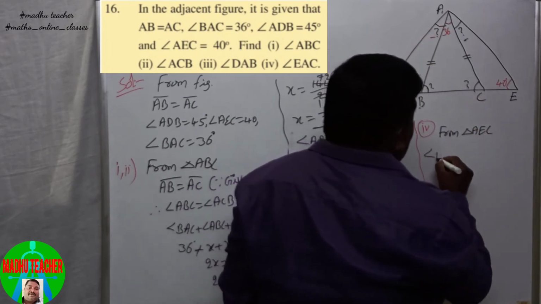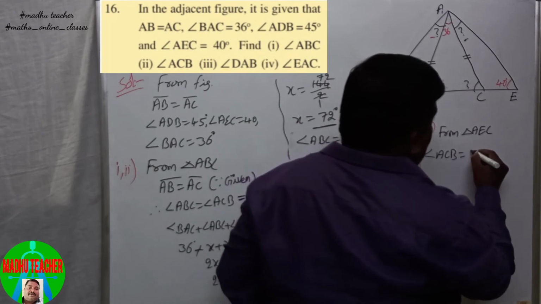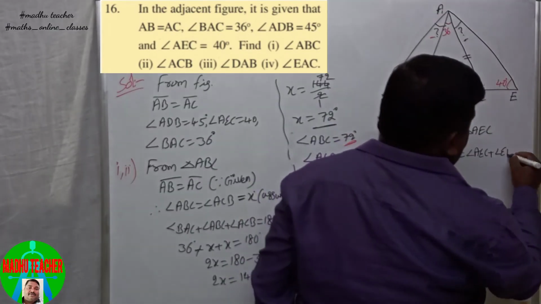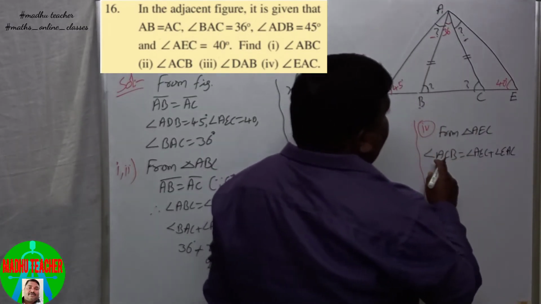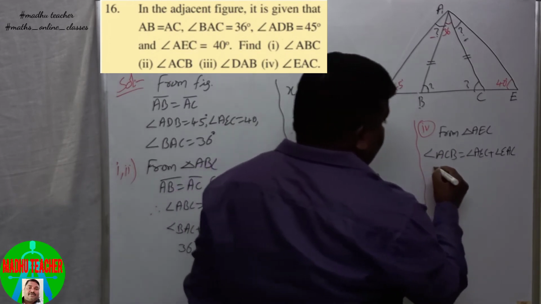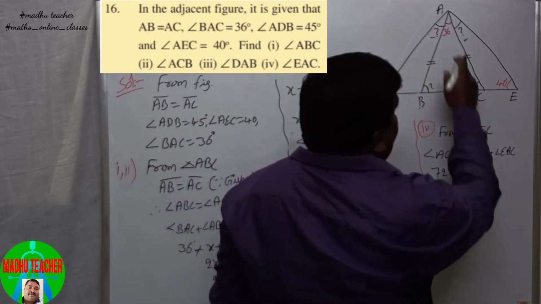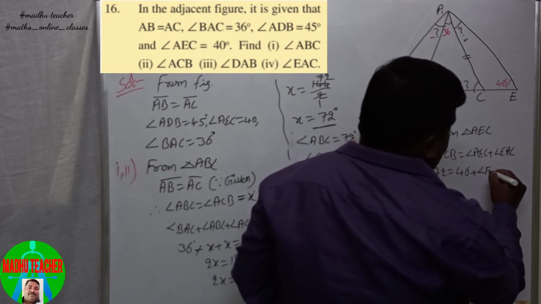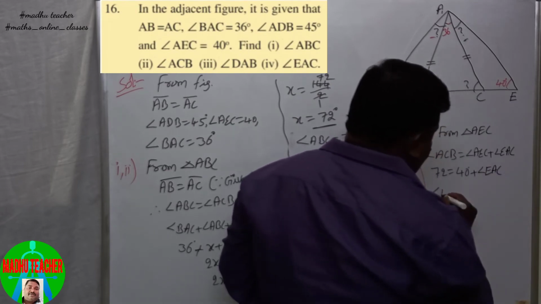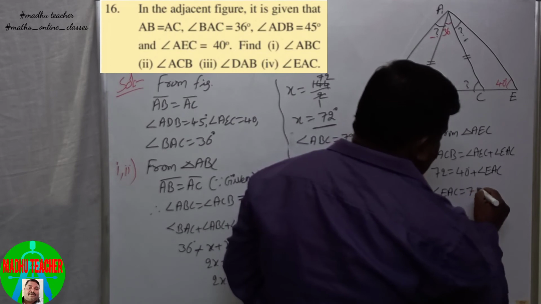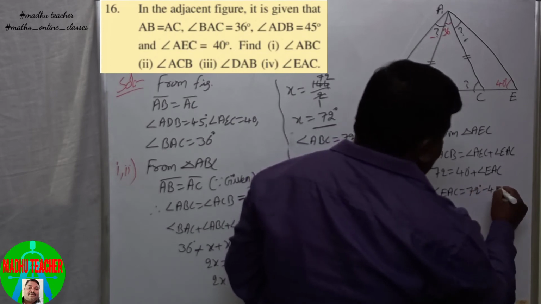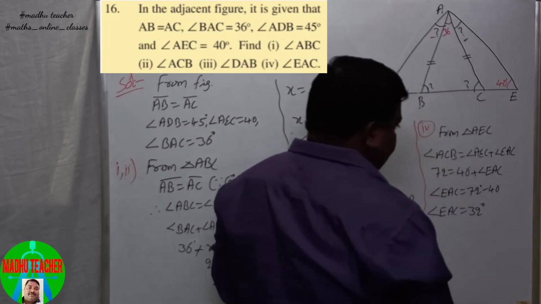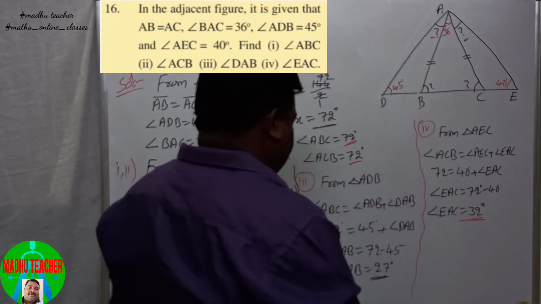So therefore angle ACB equal to angle AEC plus angle EAC. Angle ACB is 72 degrees. 72 degrees equal to AEC, which is 40 degrees, plus angle EAC. So angle EAC equal to 72 minus 40. So angle EAC equal to 32 degrees. This is the fourth one.